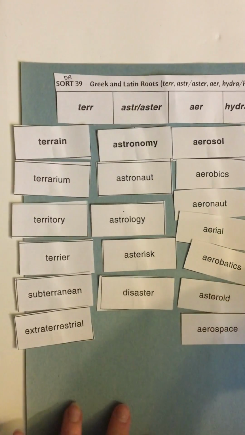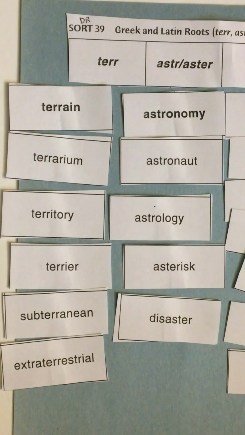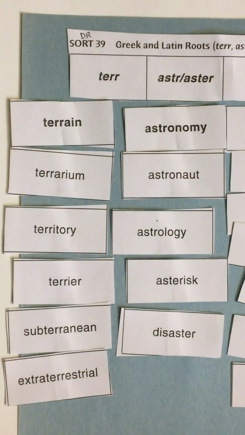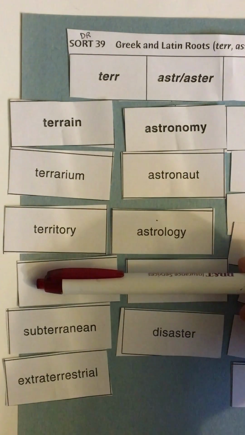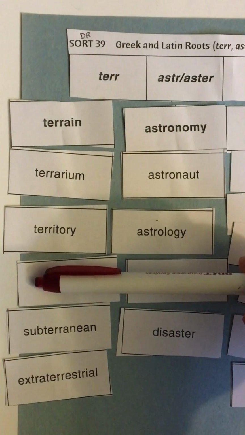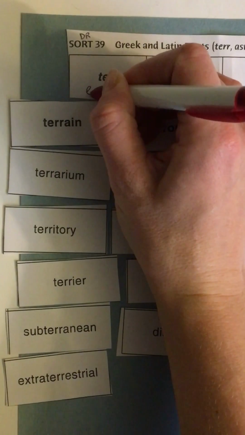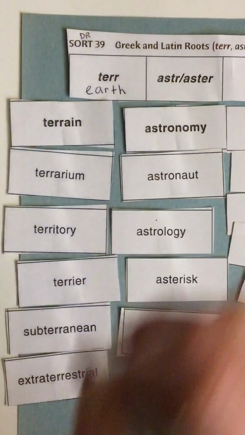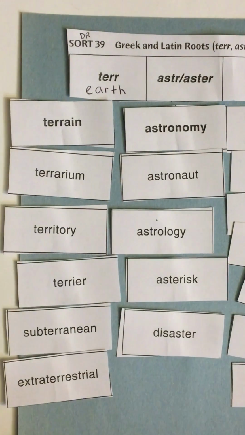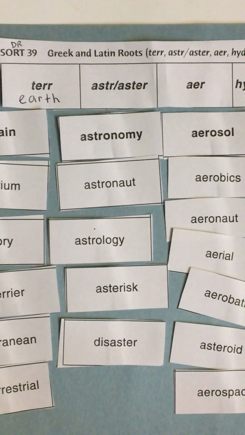So, do you have any thoughts about what the terr might mean? What do these all have to do with? This one might throw you off because it's the name of a dog, but without that one, what do you suppose? It means earth. Make sure you write down what these mean, and on your sort record, that is what you write as what you learned about this sort, the meanings of the roots. Please do not just write that you learned roots, which ones and what do they mean.